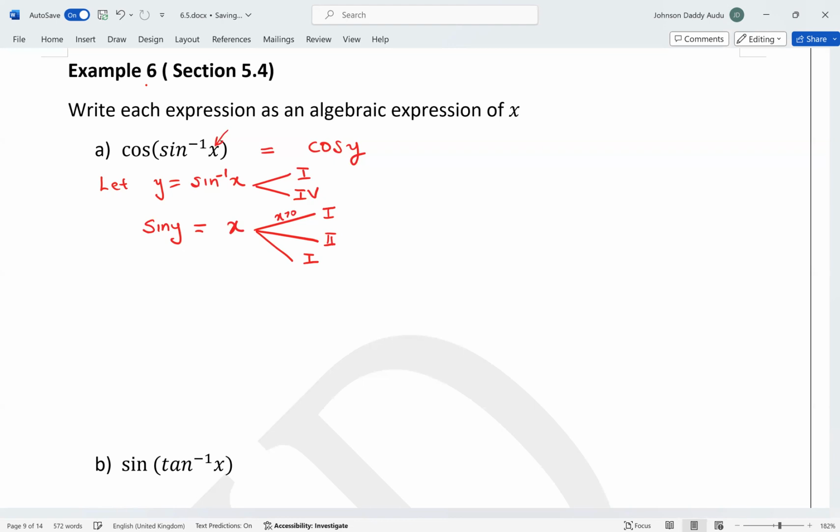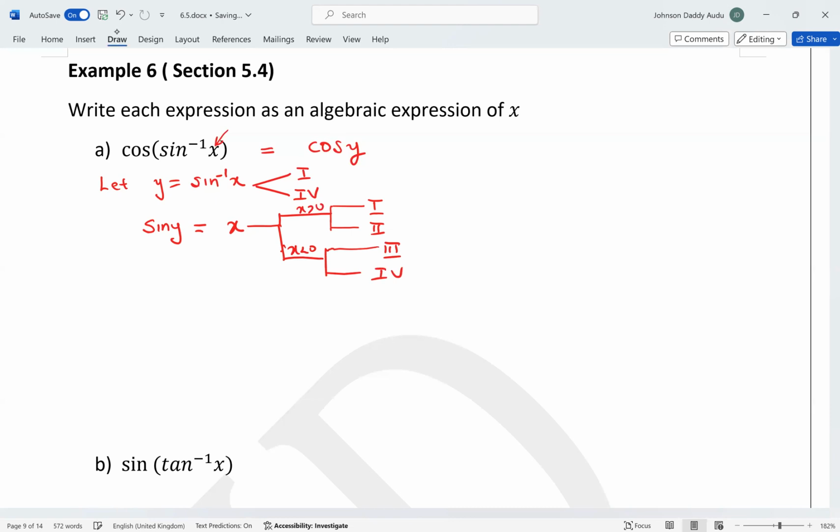So this is when x is greater than 0. So if x is less than 0, okay, let me just do it this way. So this x could be what? It could be positive. So if it is positive, it means we will have either the first or the second quadrant. But if x is negative, if x is less than 0, it means it will be in what? Either the third or the fourth quadrant, right?